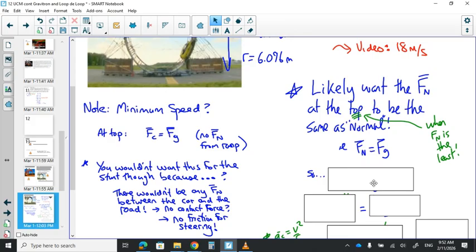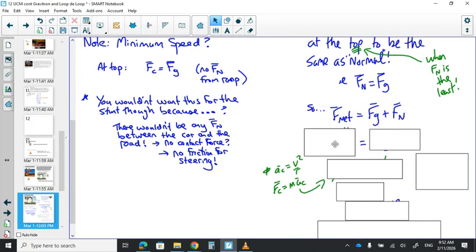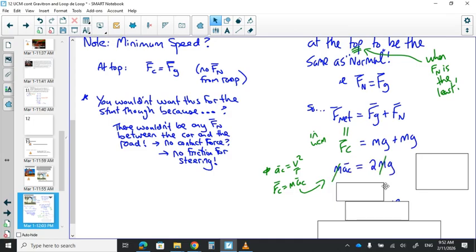Okay. And so the analysis would be, your net force is equal to your gravity force plus your normal force. Your net force, of course, is your centripetal force. So you can just work this out, right? You've got your mass, your gravity, and you have your normal force equal to the gravity. So it kind of ends up being like two of the gravity, right?